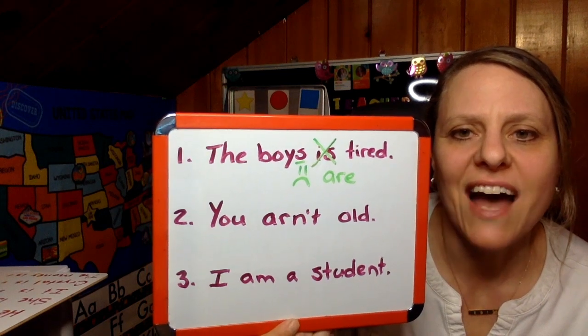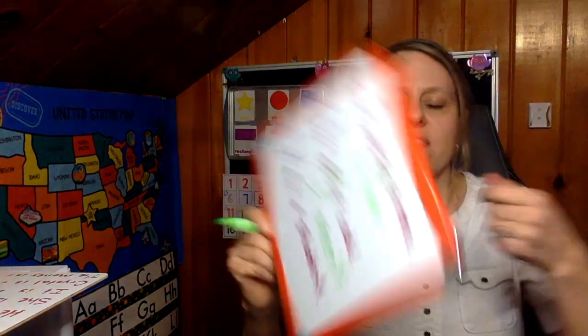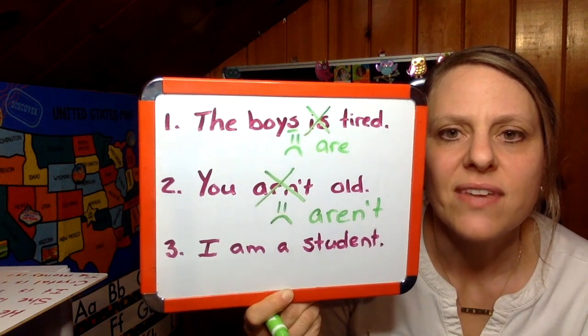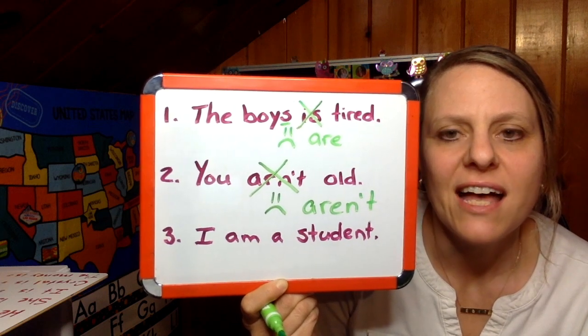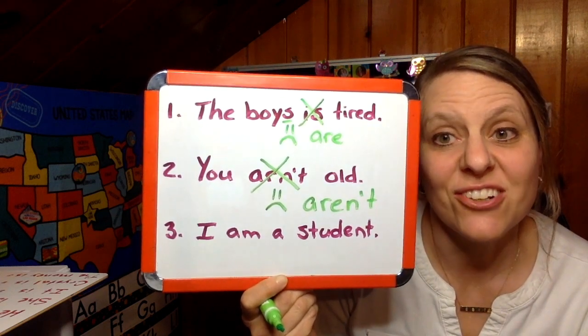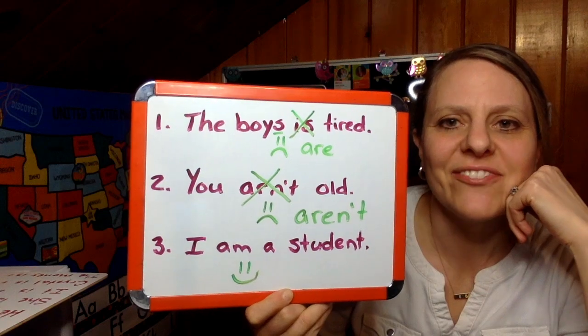The boys are tired. Number 2, you aren't old. It is incorrect because aren't is not spelled correctly. Aren't should have an E. When we write a contraction, there's only one letter missing. A-R-E, apostrophe, T. And number 3, I am a student. Is it correct? Yes, it is correct. I am. So number 3 is correct. There is nothing to change on number 3.